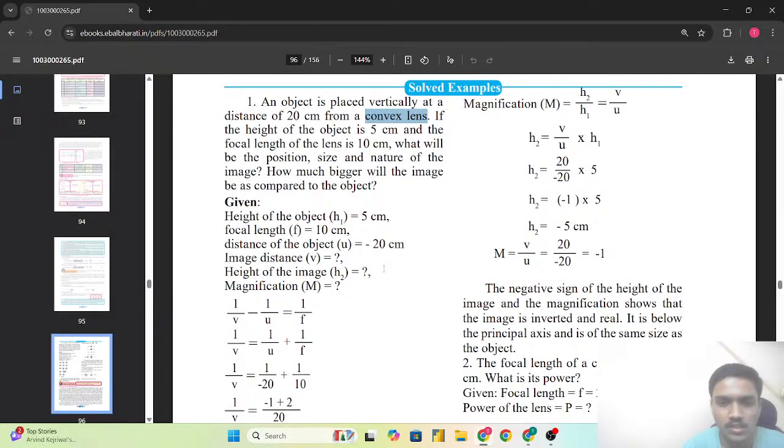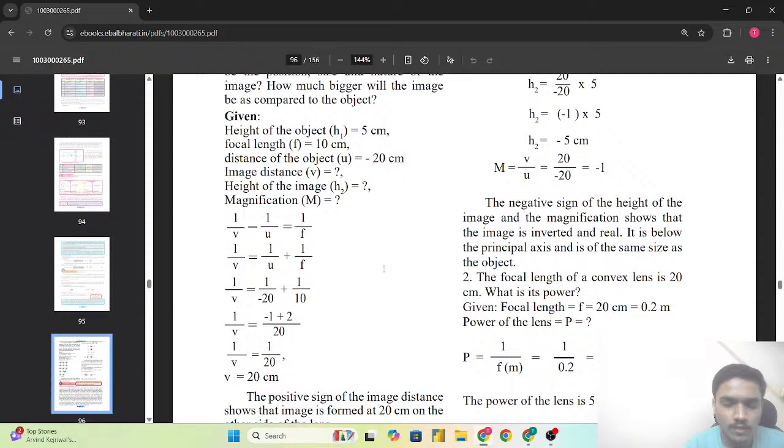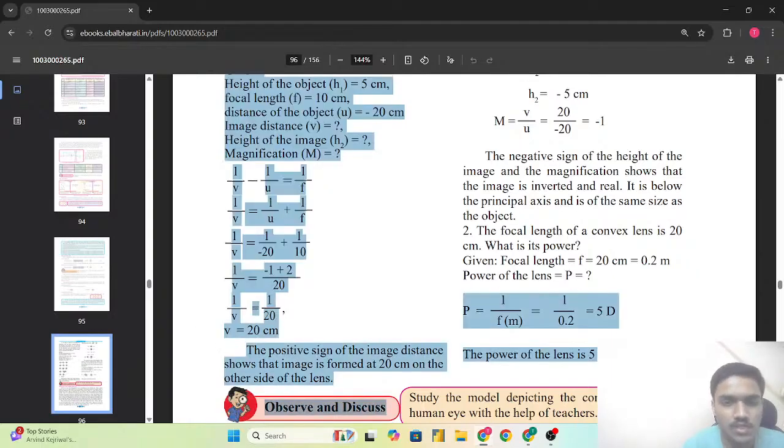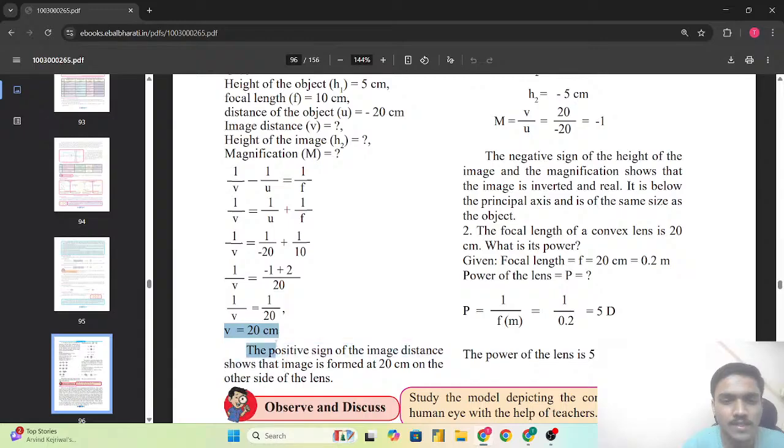So after putting all those values in the lens formula, we are able to calculate the v value, that is the image distance. After putting these values and solving, we are getting the image distance as v is equals to 20 centimeter.